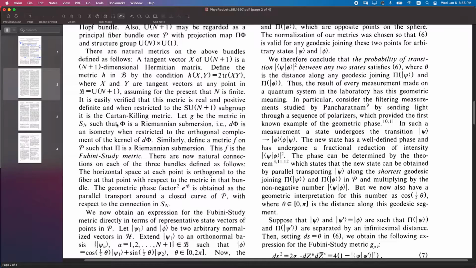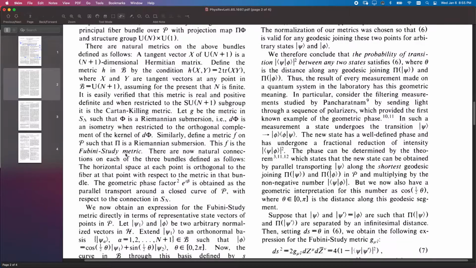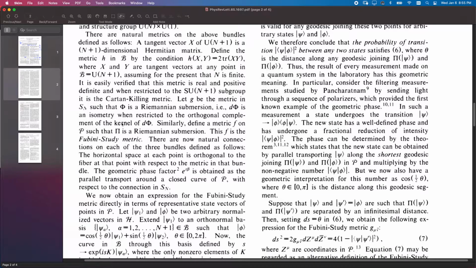Let G be the metric in essence. So that phi is some map, pi some map. Okay. So F is a metric, and it's the Fubini-Study metric. It's a metric on Hilbert space. That's about as much as I can get from that.